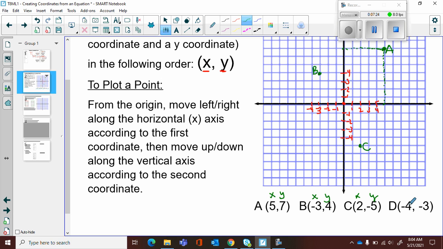And finally, I have -4 on my x, which is over here, and then -3 on my y, which is down here. So here would be my final point, D. So I have 1 point in each quadrant. You can see the A, both values are positive. For B, which is in quadrant 2, the x value is negative, but the y value is positive. D, both values, x and y, are both negative in that quadrant. And then in C, we have x values that are positive and y values that are negative.